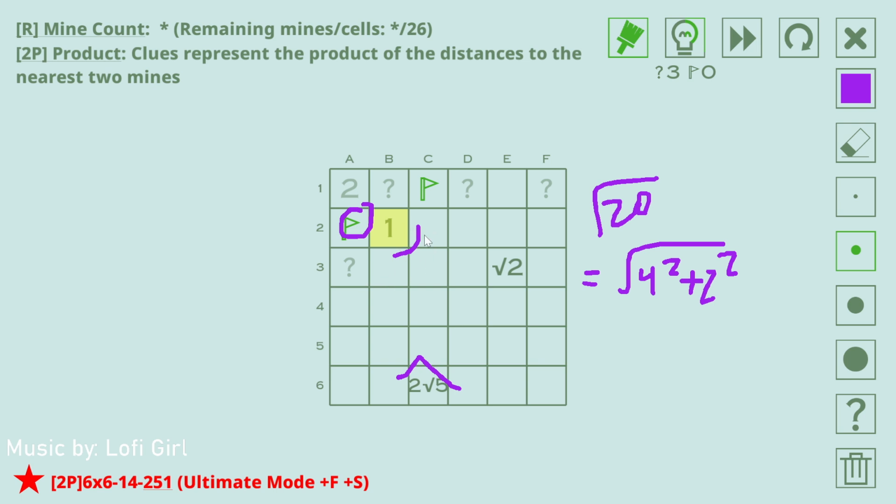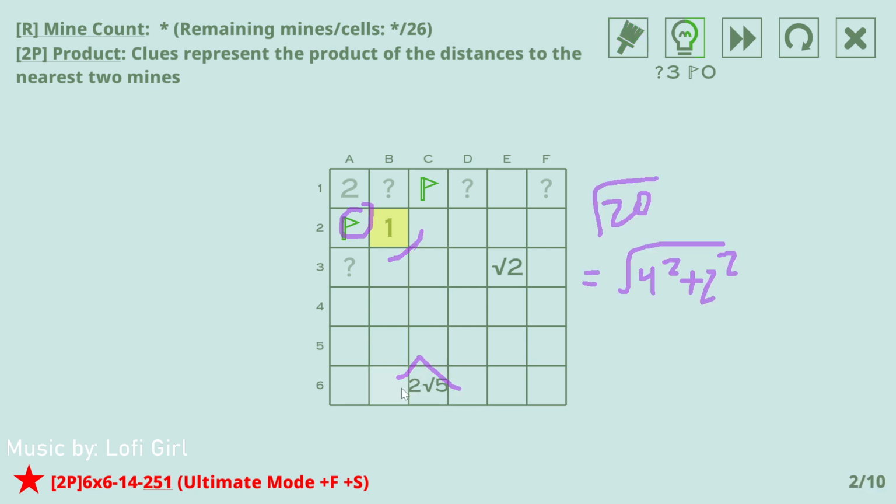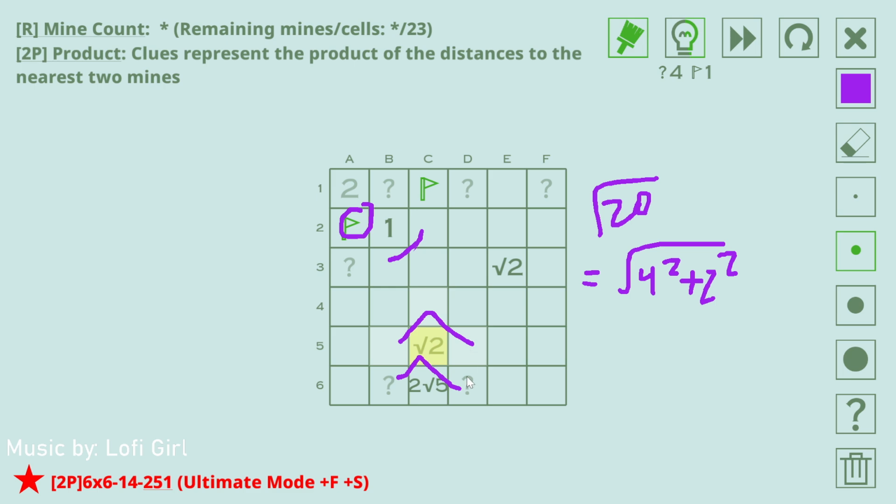Okay. And now because we already know that one of these is a mine, this 2 root 5 now actually cannot be valid. So those are all empty. Root 2 implies that there is exactly 1 mine in these 3 cells. 2 root 5 actually looks pretty restricted right now as a result.